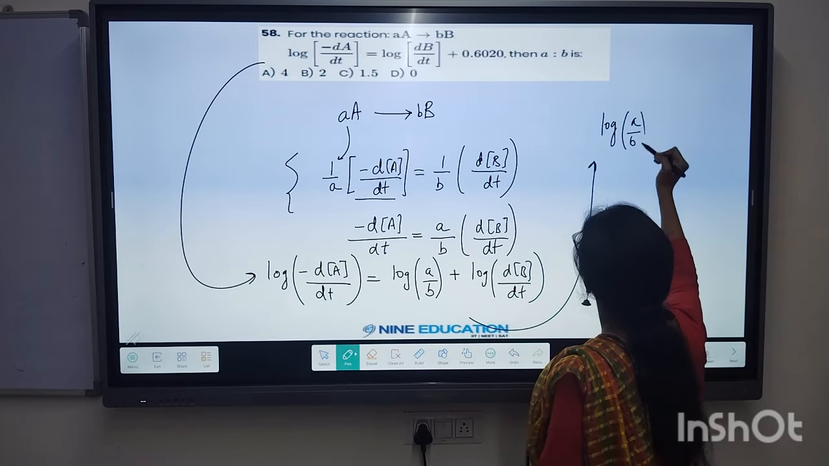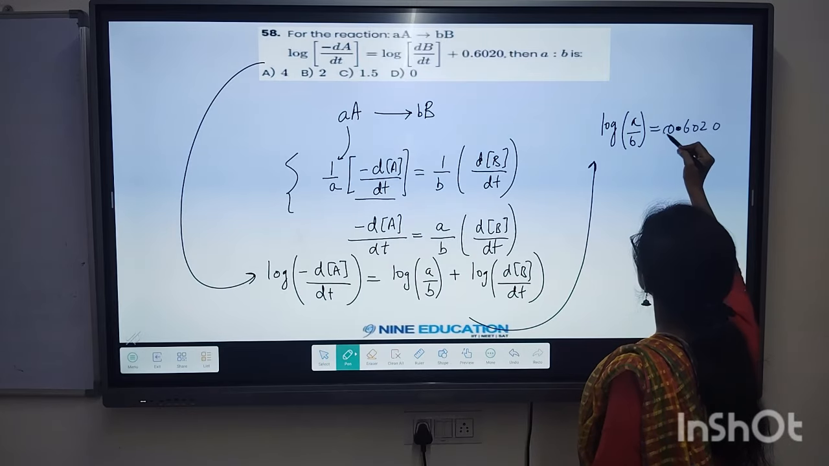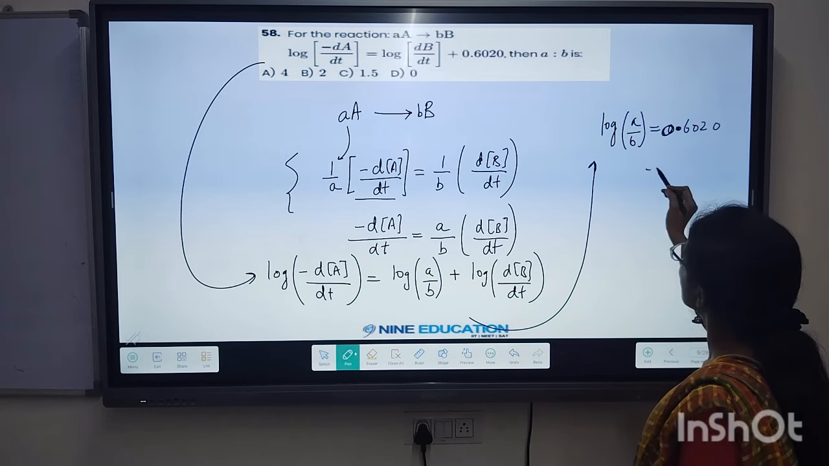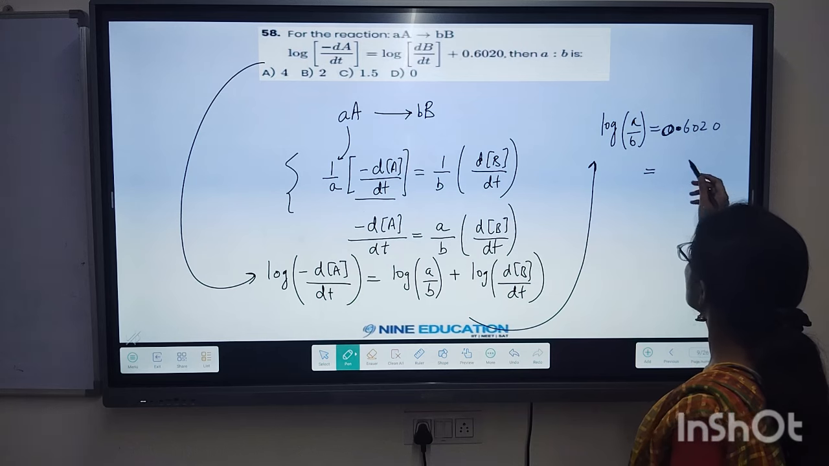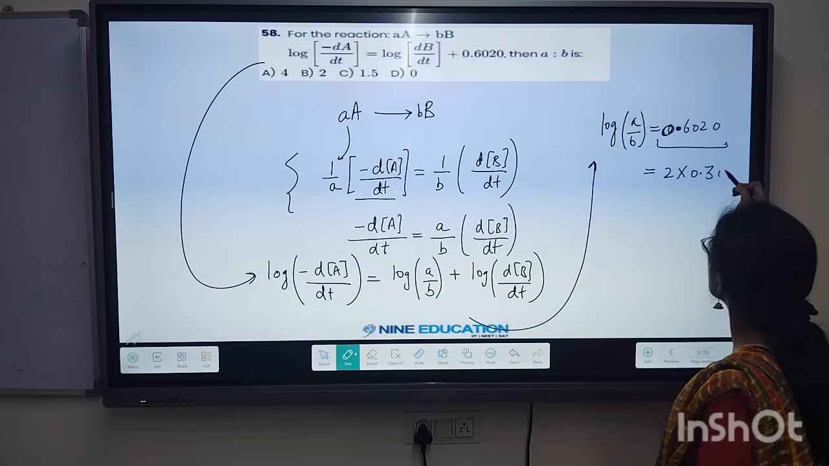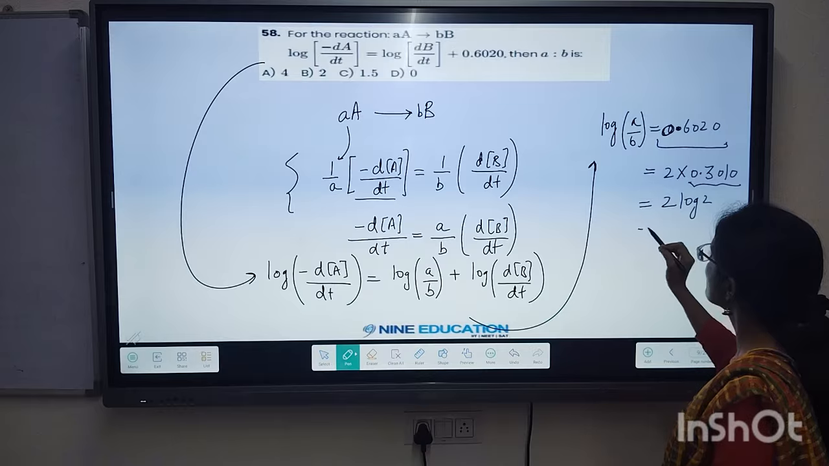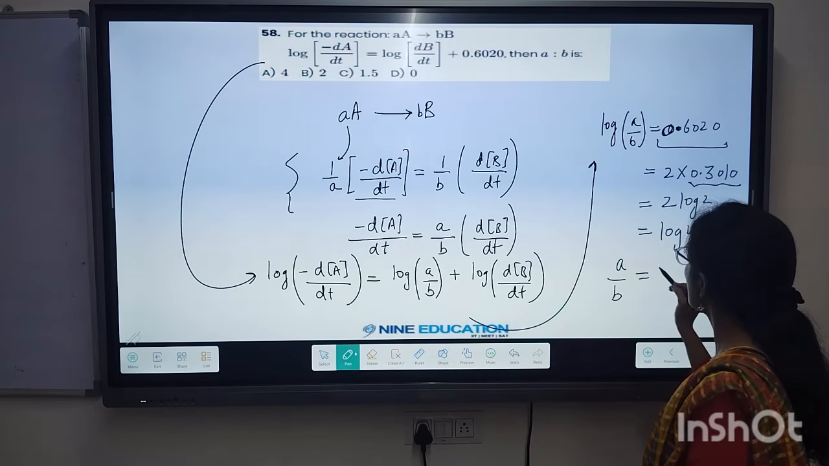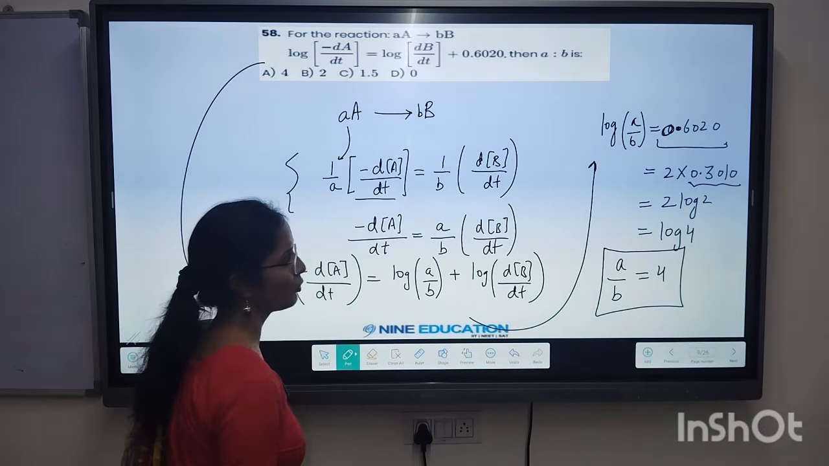It should be equated to 0.6020, and if this 0.6020 is coming from log of A by B, then further in order to solve this is a final calculation which we are doing. If we try to understand, this value could be written as 2 into 0.3010, where 0.3010 is nothing but log 2. So this overall will be written as what? Log of 4. It means A by B will be equal to 4 only. So the ratio of A by B is coming 4.